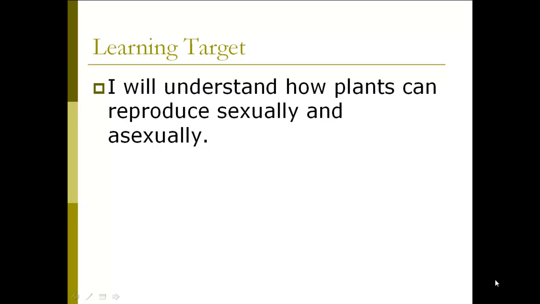I want to remind you of Chapter 13's learning goal, which is to understand that like all living things, plants need nourishment, reproduce, and respond to stimuli. Our learning target for this lesson is I will understand how plants can reproduce sexually and asexually.